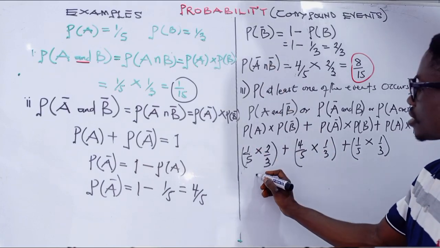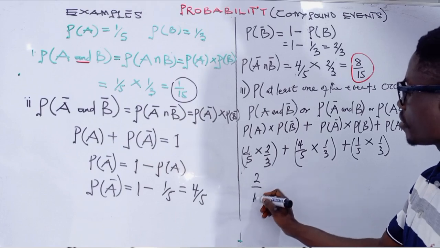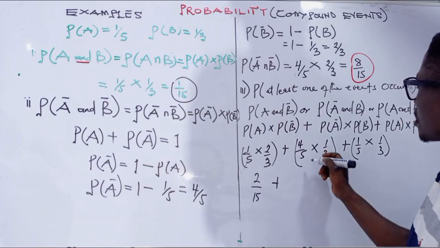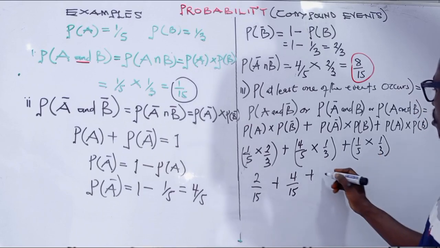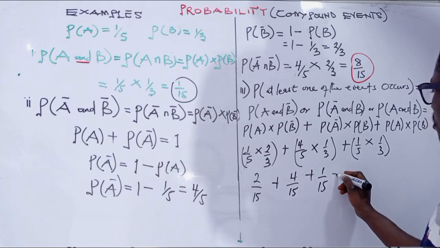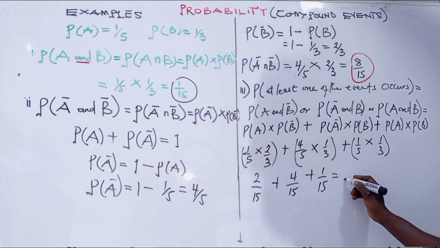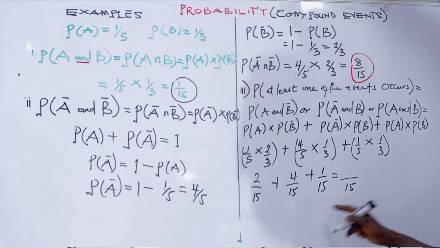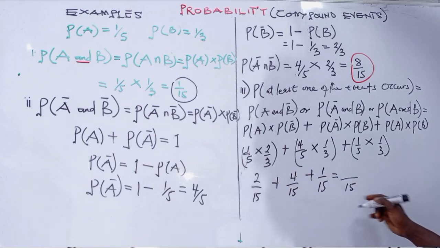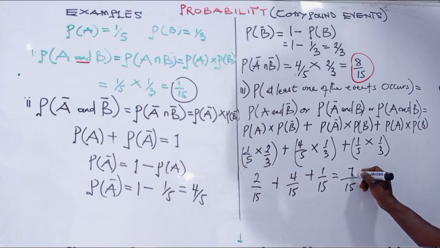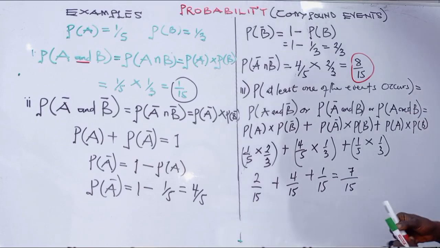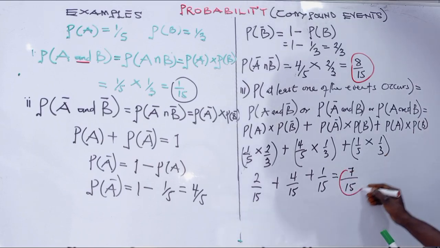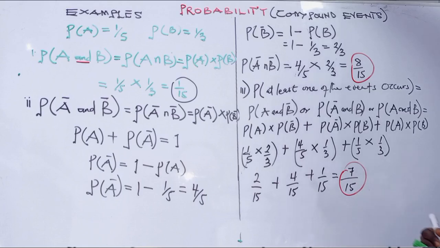So this is going to give us 2 over 15 plus 4 over 15 plus 1 over 15. Since the denominators are the same, we pick one of the denominators and add the numerators. So this is going to give us what? 7. So the probability that at least one of the events occurs is 7 over 15.